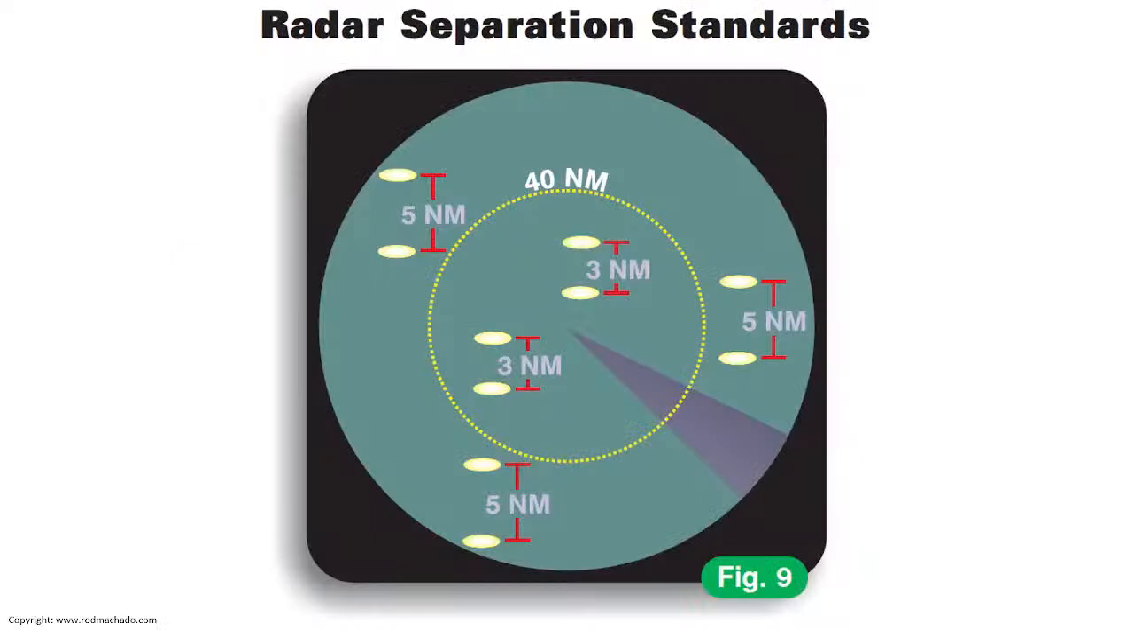If you're within 40 nautical miles of a radar station, they only have to have 3 miles of separation. If you're more than 40 nautical miles from the radar antenna, they have to use 5 miles of separation. What ATC does is provide separation for IFR traffic. They only provide it for VFR traffic on a workload-permitting basis, and that's when you get flight following. Mostly they're just giving you advisories.